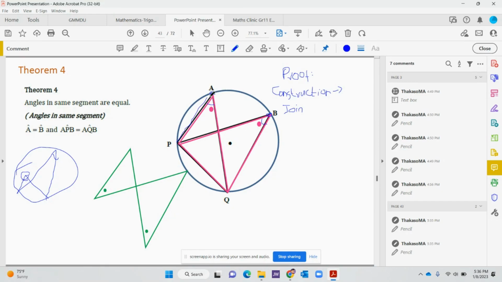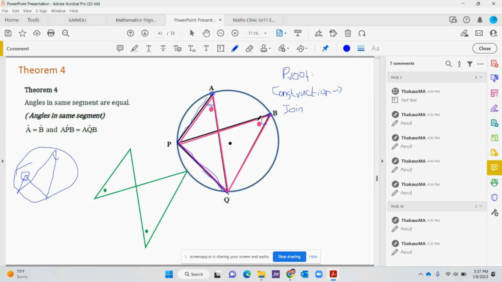Angle A and angle B are both suspended by a chord or arc PQ. Because they are both suspended by PQ and they fall on one side of the circle, we call them angles on the same segment. That means they are equal. That means angle A is equal to angle B.